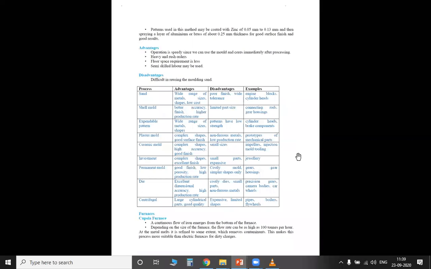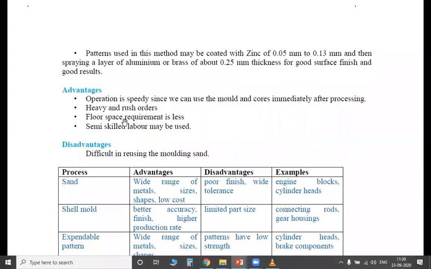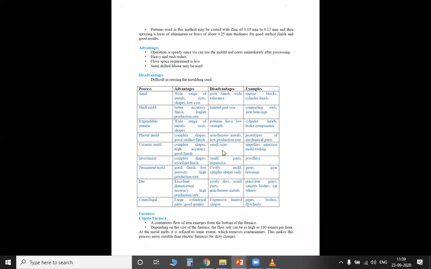The main advantage of carbon dioxide molding is that the operation is speedy, since we can use the mold and the core immediately after the processing. It suits heavy and rush orders. We will see more and more about carbon dioxide molding. It is going to be asked more and more.